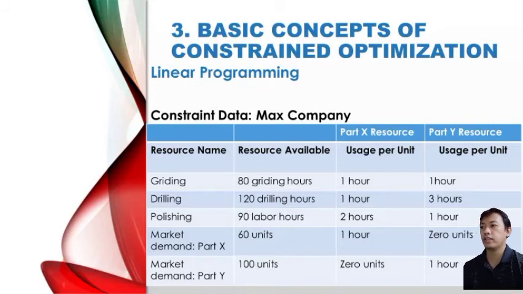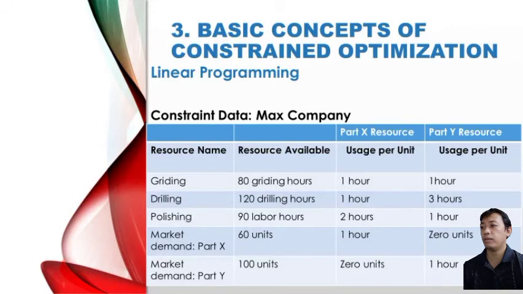As you can see here in the data, there are the resource name, the resource available, the part X resource usage per unit, and the part Y resource usage per unit. In resource name, there is grinding, drilling, polishing, market demand for part X, and market demand for part Y. For grinding, there are 80 grinding hours, then drilling is 120 drilling hours, and 90 labor hours, 60 units for market demand for part X, and then 100 units for market demand for part Y.